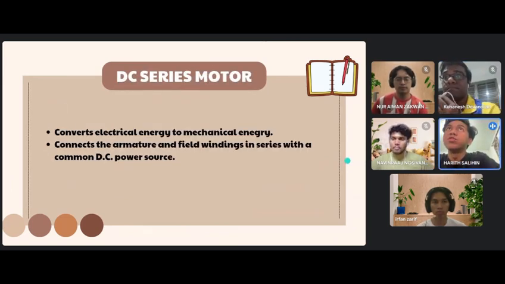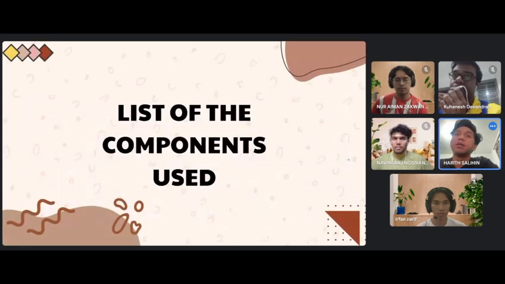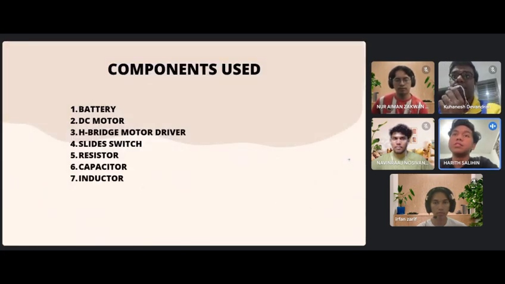For the DC series motor, there are two functions. The first one converts electrical energy to mechanical energy, and the second is to connect the armature and field windings in series with a common DC power source. Next, we will go to the list of the components. The first one is battery, second is DC motor, and then third H-bridge motor driver, slide switch, resistor, capacitor, and inductor.